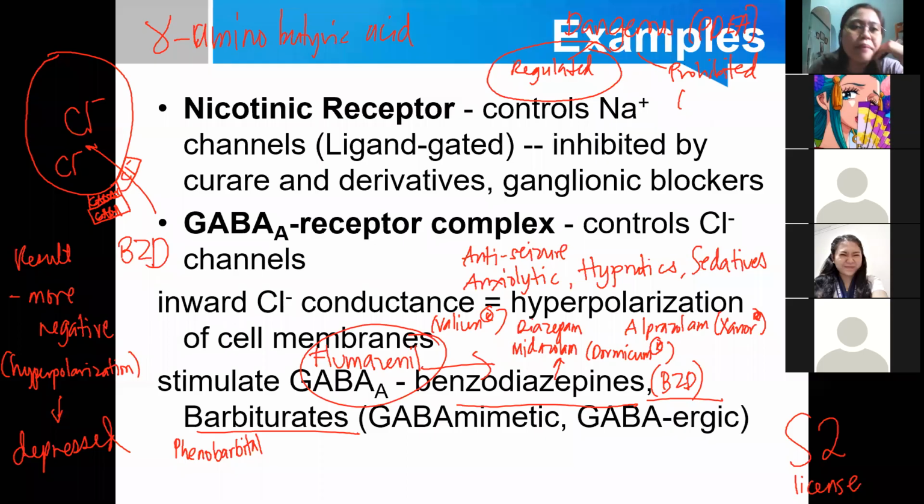What is serum, Jonabel? What is the serum? Serum is when you separate blood, you can get the serum. What about it?